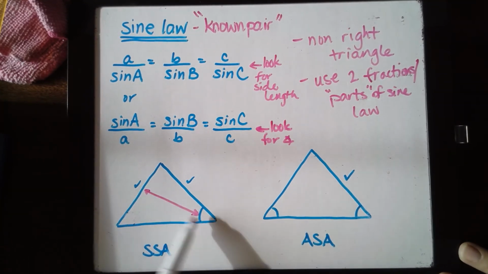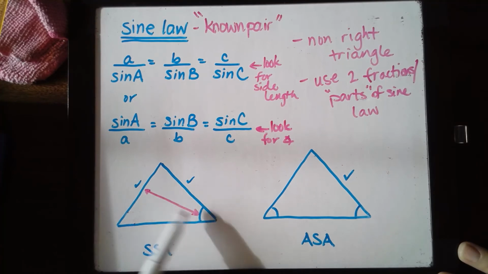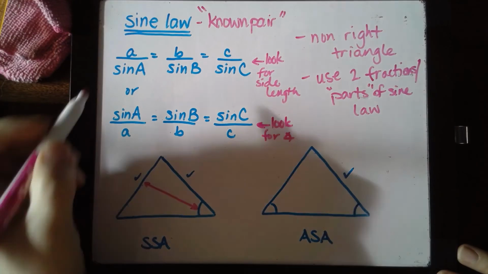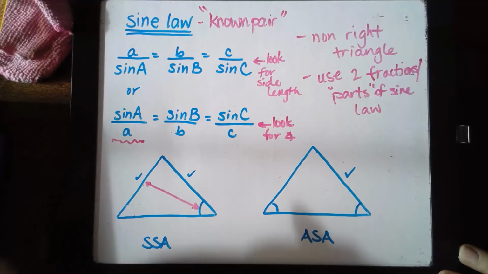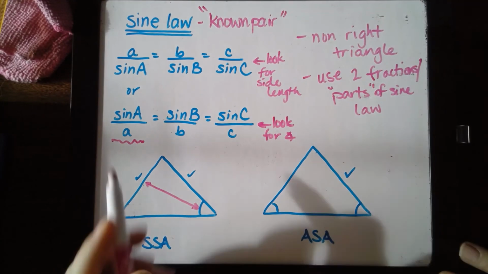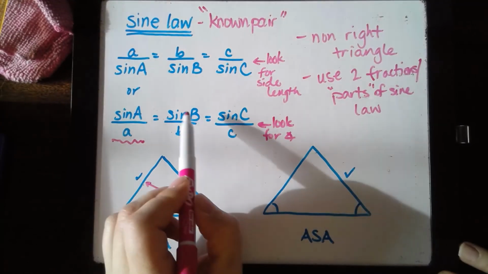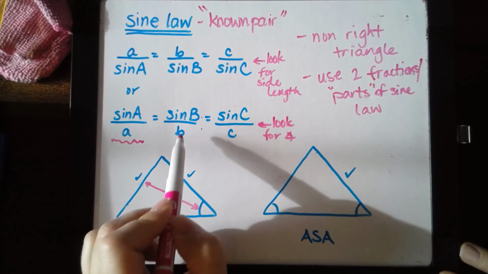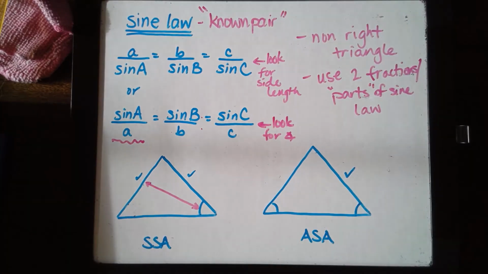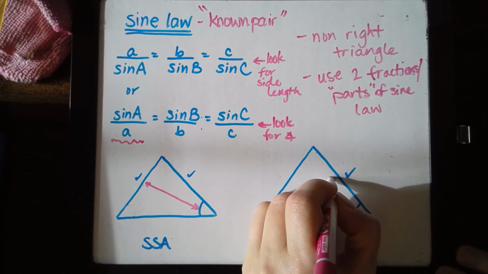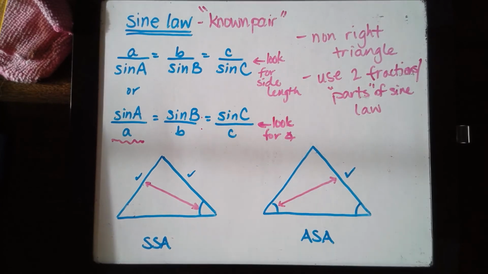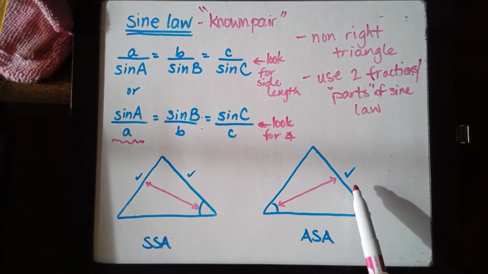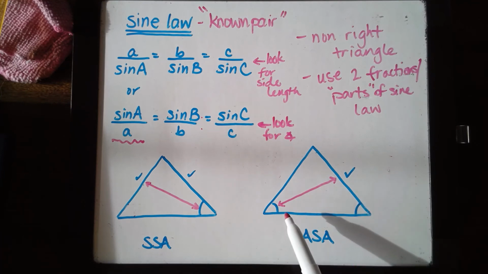If we have an angle pair, an angle and the side opposite, we can fill in one of these ratios. And then if we have one other piece of information, we can solve for the missing piece in a second ratio. Okay, and in our ASA triangles here too, you'll see that we have this pair here. We have this angle and its opposite side. If we're given that information, then we can use sine law.